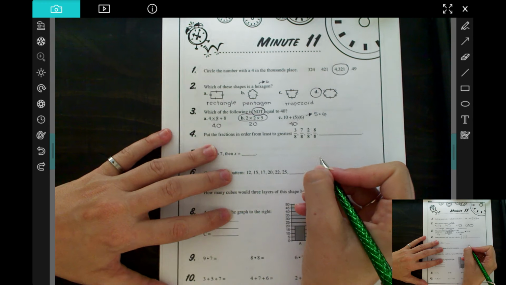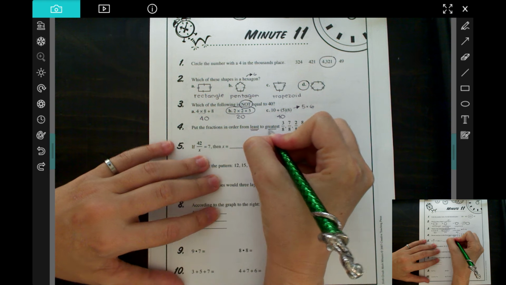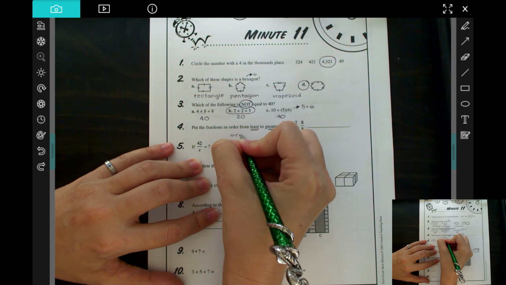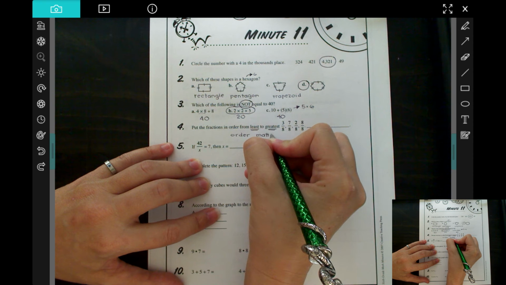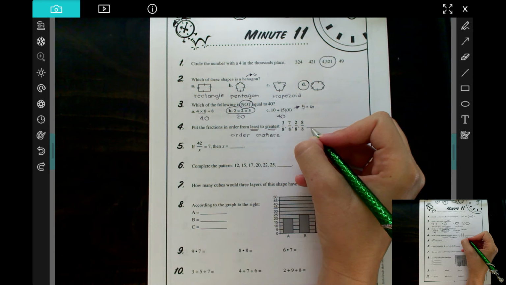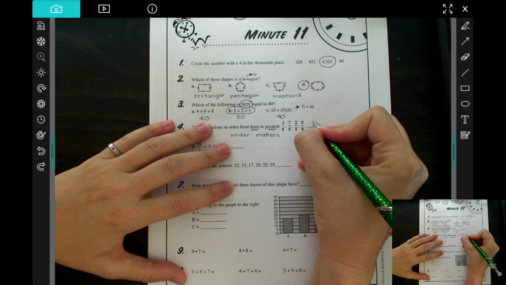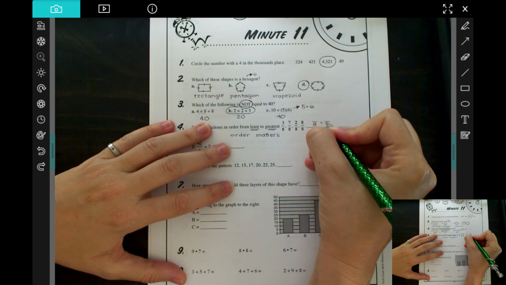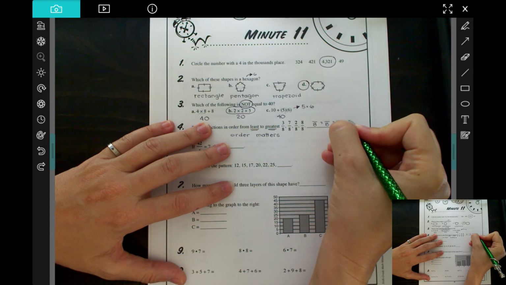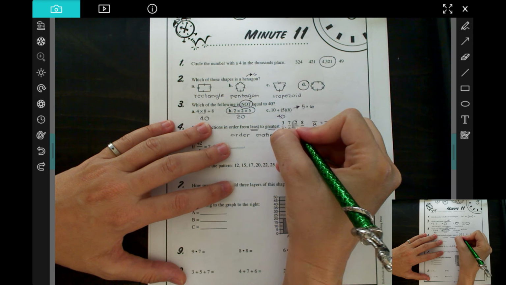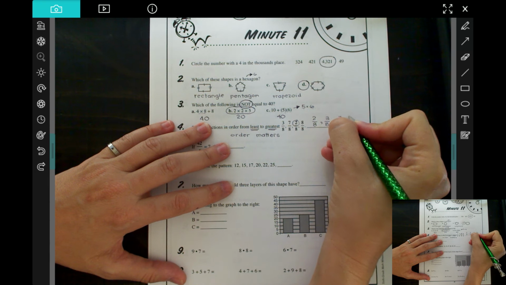Number 4, put the fractions in order from least to greatest. So again, order matters, guys. Always, always, always. Order matters. So we're going to go from smallest to largest, least to greatest, with them all having a denominator of 8s. This does help us because we don't have to compare sizes. We can just go from the smallest or least numerator to the greatest numerator. And the least is 2, and then followed by 3, then 7, then 8.